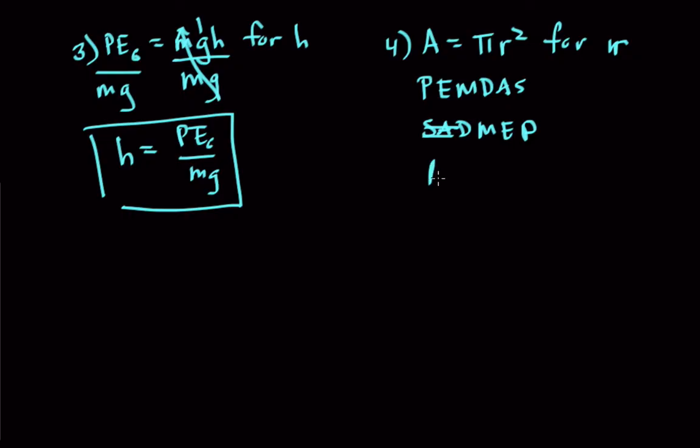So what do I do? I have A equals pi r squared. To get r by itself, first I'm just going to get r squared by itself, and I'm going to do that by dividing both sides by pi. Pi over pi is 1. Anything divided by itself is 1. So I get r squared equals A over pi.